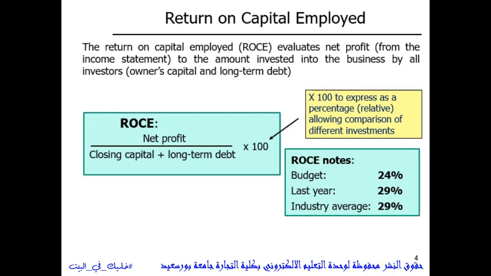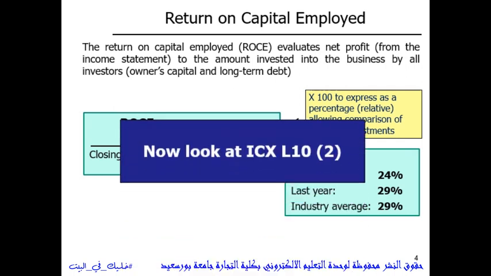And the last one we took now is the return on capital employed. How do we calculate the return on capital employed? It's equal to net profit divided by, open bracket, closing capital plus long-term debt, closed bracket, multiplied by 100. Now let's move to in-class exercise 2.